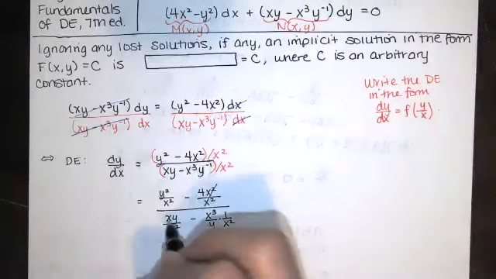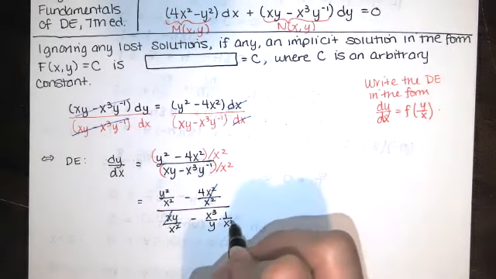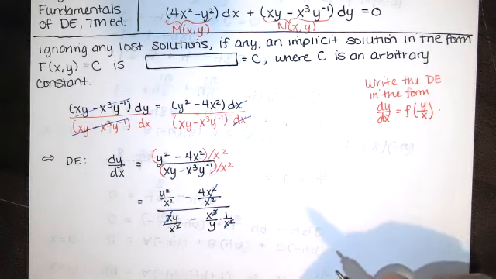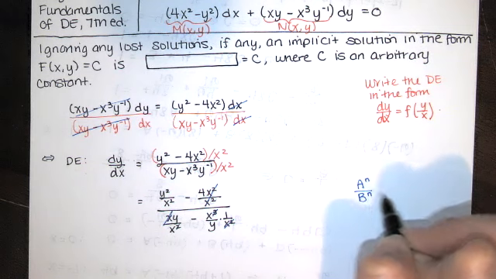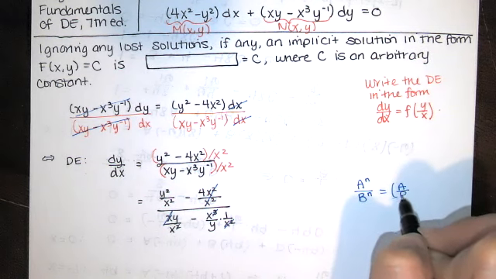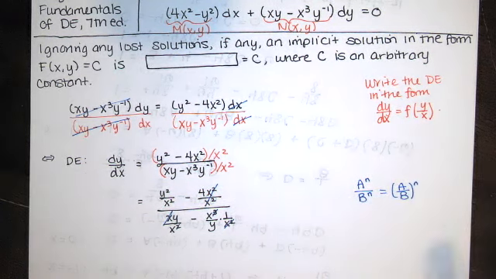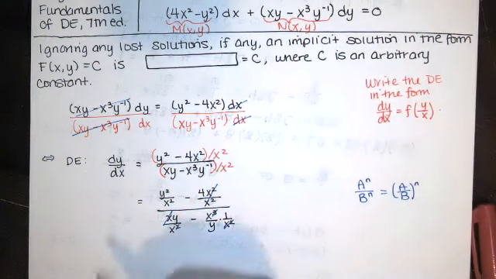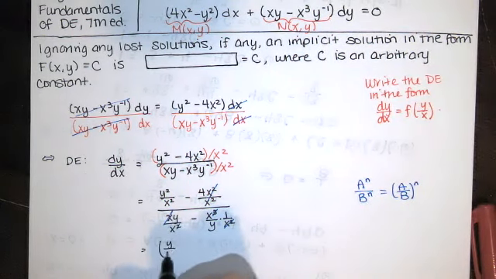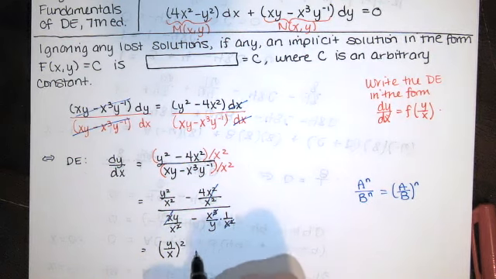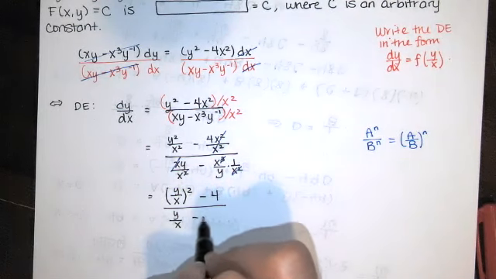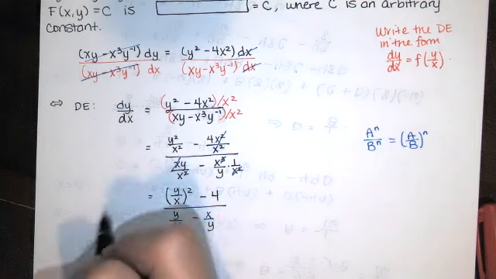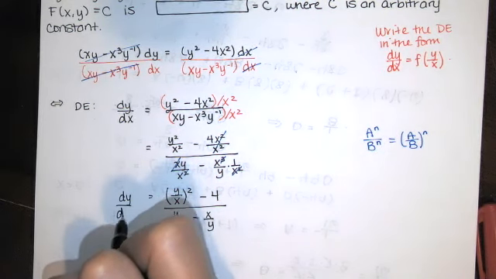And those reduce, and one of the x's will reduce here, two of the x's will reduce there. And then remember this fact, if you have a to some power over b to that power, you can write that as a single fraction to that power. So this becomes (y over x) quantity squared minus 4 all over y over x minus x over y. And that's equal to dy dx.